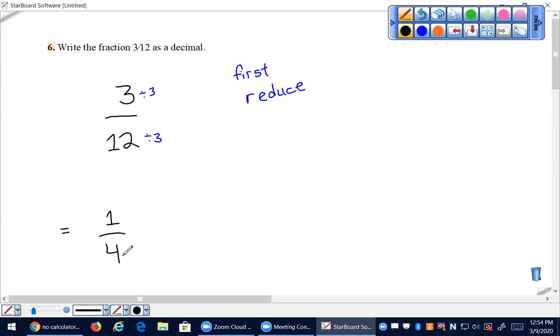Then this one, maybe you just know it, but let's pretend you don't. So I would say, how many times does 4 go into 1? It doesn't. So I need to make a decimal point.